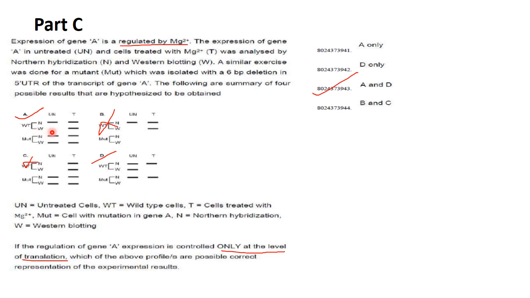When Mg2 positive was added, translation takes place over here. That is why you got a band for treated samples but not for untreated samples. Then if you see option D, for untreated sample you got a band but you didn't get a band for treated samples. So here they have only mentioned in the question that expression A is regulated by Mg2 positive.